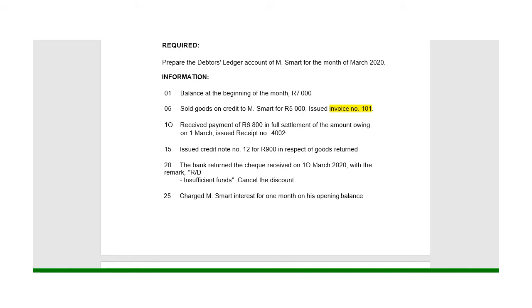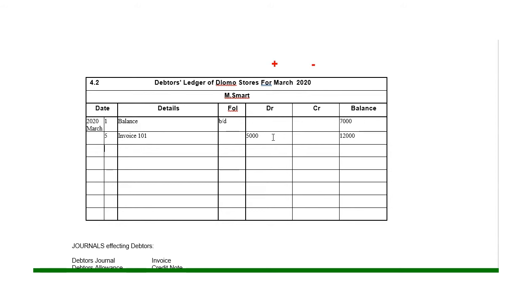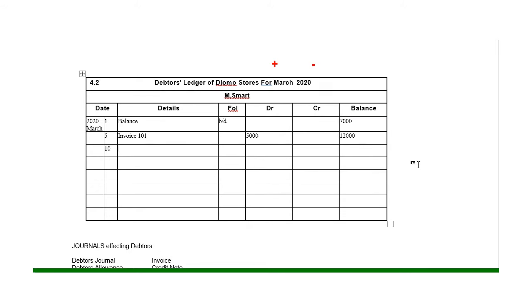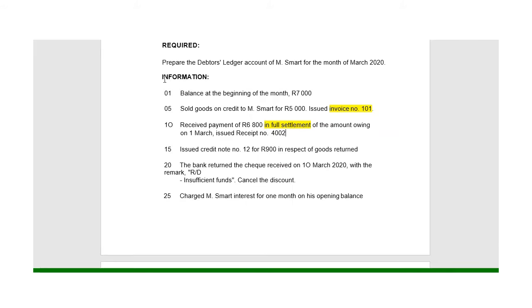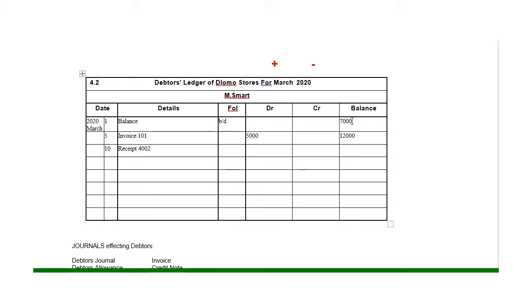On the 10th, we receive a payment for 6,800 in full settlement. That tells me after this payment, he will owe us nothing. And we issue a receipt 4002. So on the 10th, we issue a receipt 4002. And what is the amount that he pays? It is what he owed on the 1st of March. So we received 6,800, and that should settle whatever he owed us on the 1st of March.